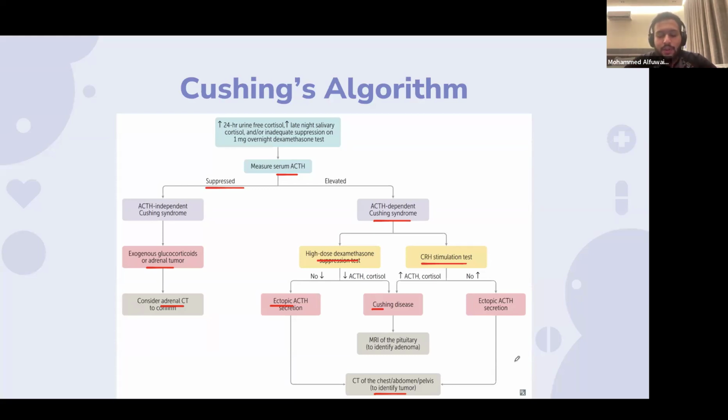Now, what happens if you have a right-sided adrenocortical adenoma secreting ACTH? What will happen to the left? Good. Atrophy of the uninvolved gland. Excellent. This is super important to remember.